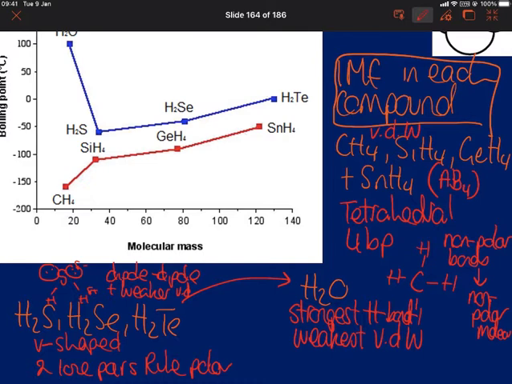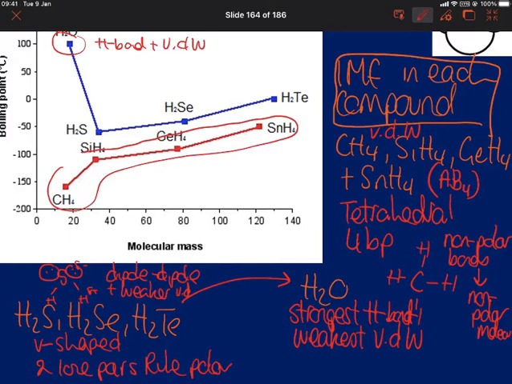So up here, hydrogen bonding and van der Waals. This red line down here, these are all nonpolar, so all these have are weaker van der Waals, and these guys here, because of the lone pairs, will have dipole-dipole and weaker van der Waals.